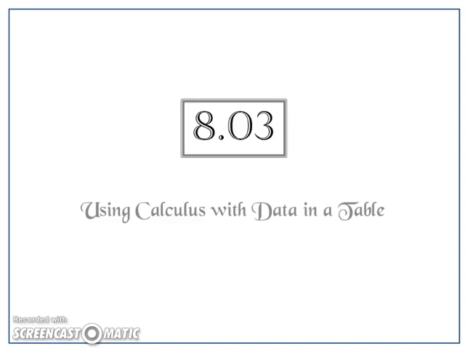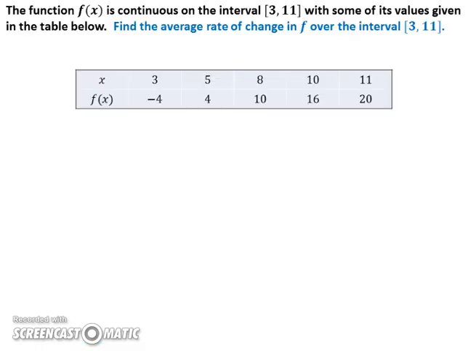All right, these videos will cover 8.03, using calculus with data in a table. So we're just going to do some examples of some things you might see in the assignments and exams. Okay, first example. The function f of x is continuous on the interval [3, 11] with some of its values given in the table below. Find the average rate of change of f over the interval [3, 11].